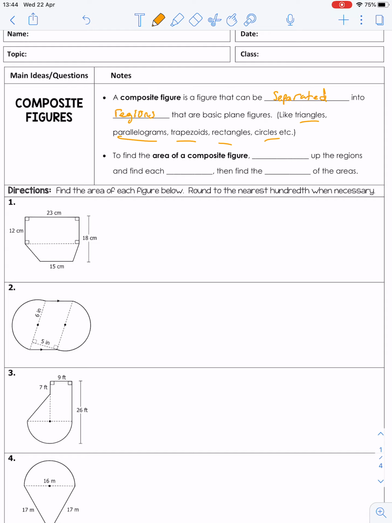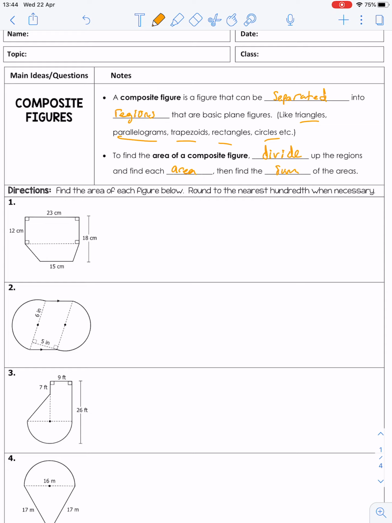So what we do to find the area of a composite figure is we divide, not division, but we just split up or divide the regions to find each area. And then we add all those areas together, or we find the sum of the areas.